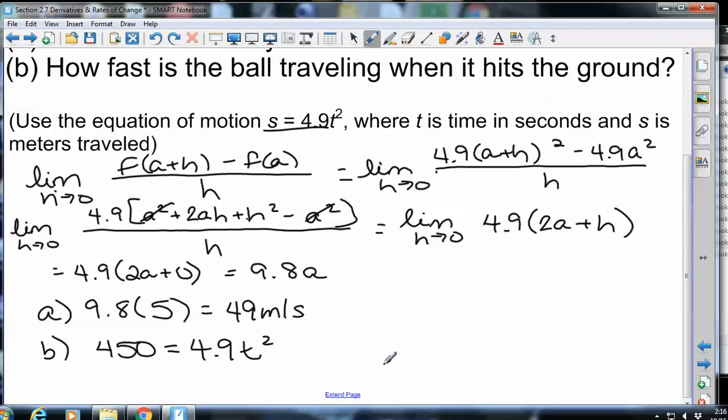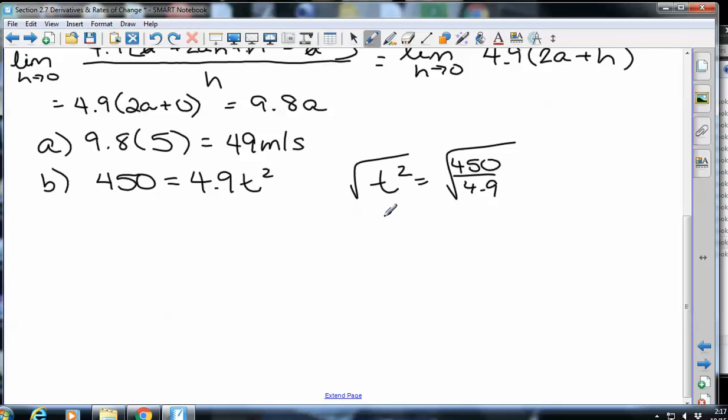So if we divide by our 4.9, and then to find t, you would do a square root. Typically you do plus or minus, but can you have a negative time? No, so we just have to do the positive. And I get my t to equal 9.58.